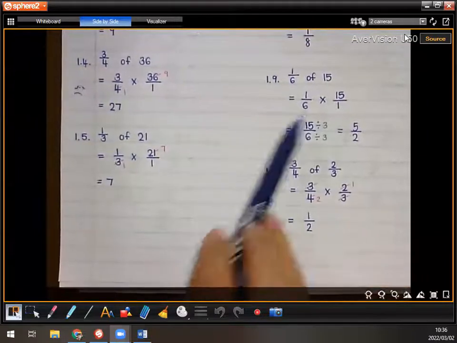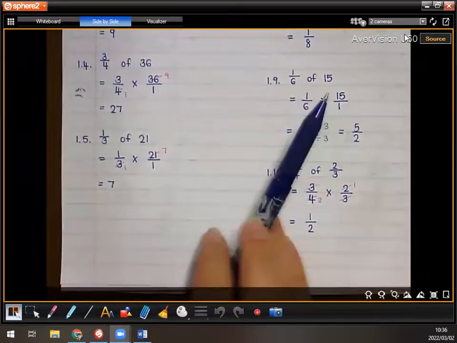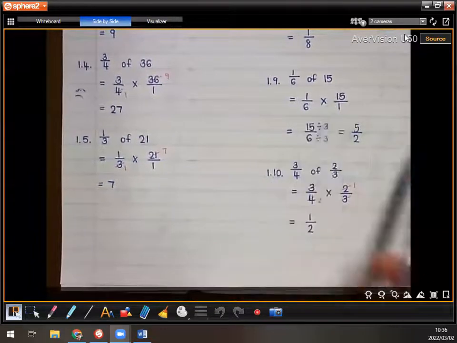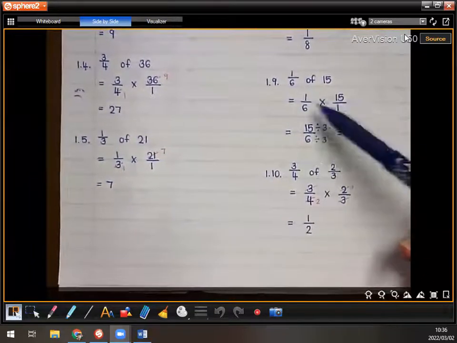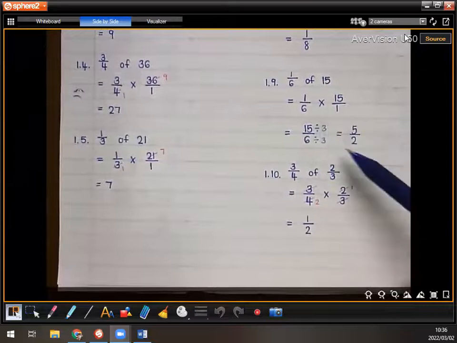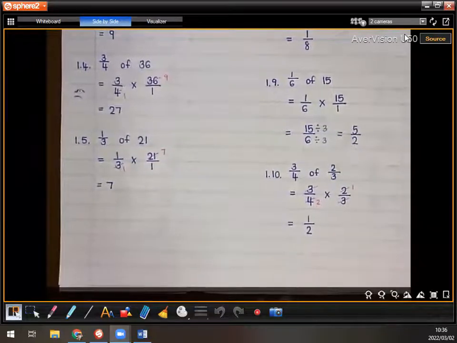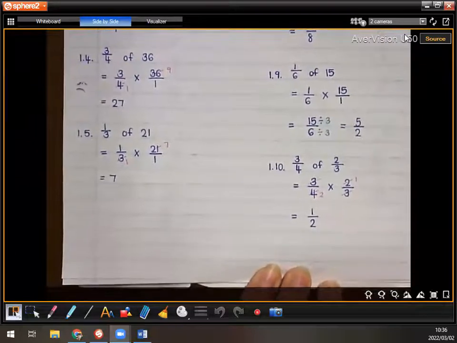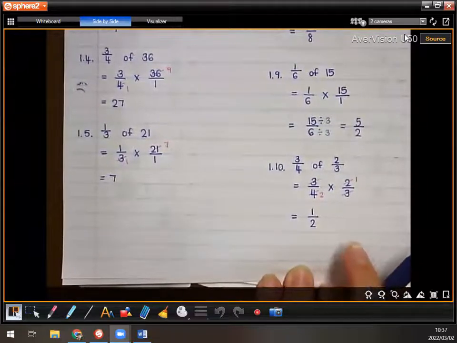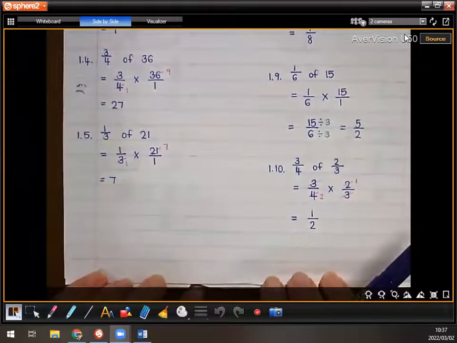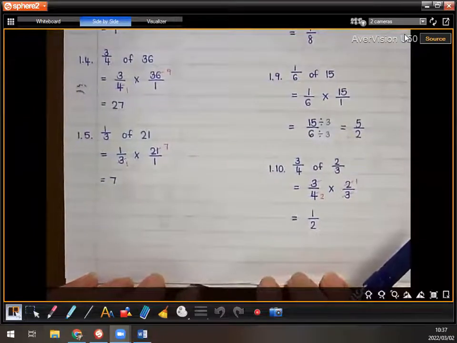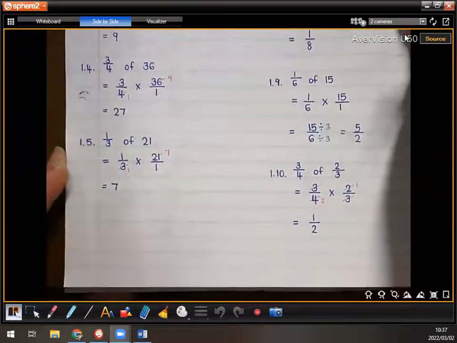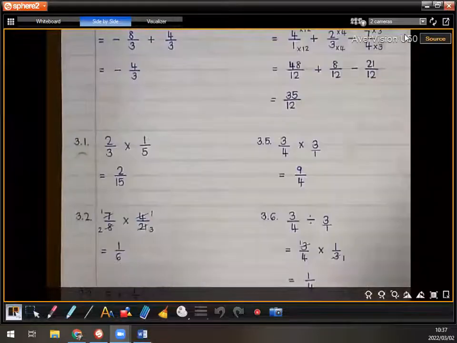So yeah, guys, here in 1.9, I used the other method where you don't cross cancel first, but where you actually just multiply. But you also could have cross canceled there already in the beginning, and you would have gotten 5/2. Any other questions? Are we all fine? And this was the last one in number 1. Hey, it went to 1.10. So we will look at 2 now, and number 2 is where you actually add and subtract.